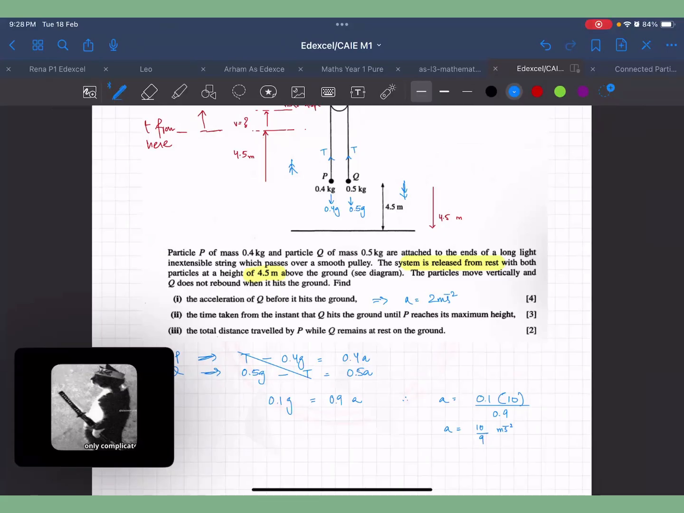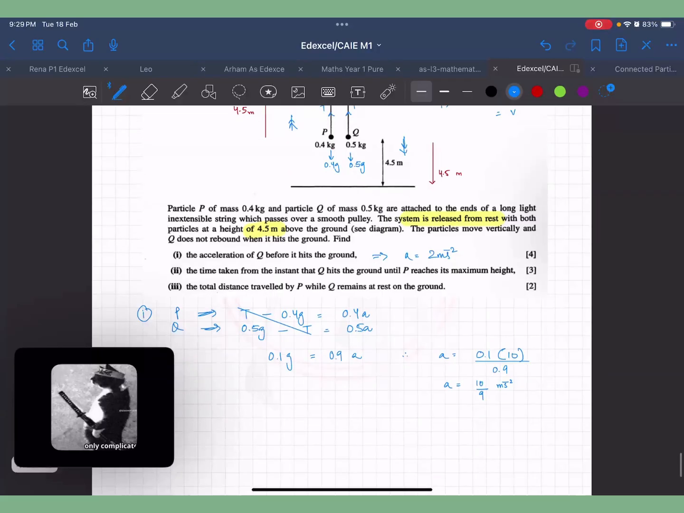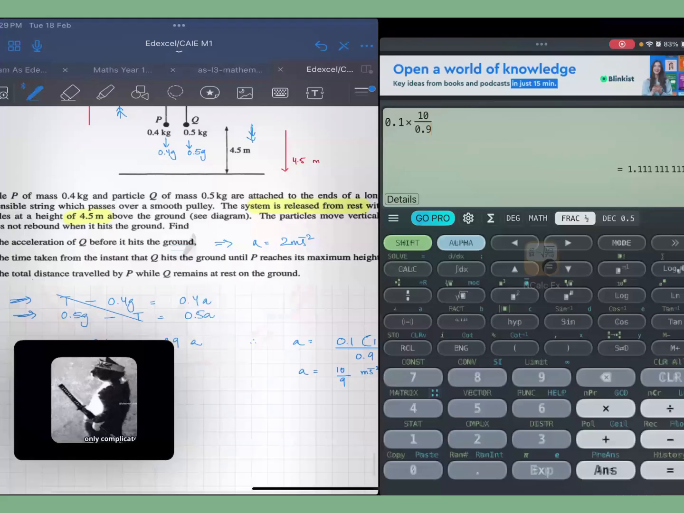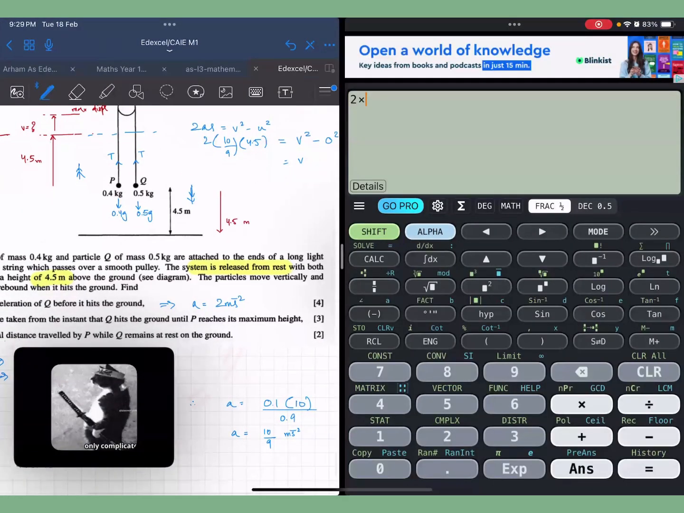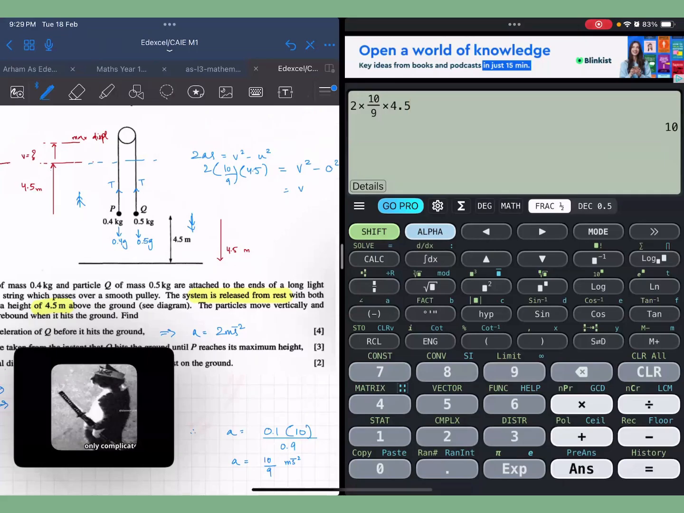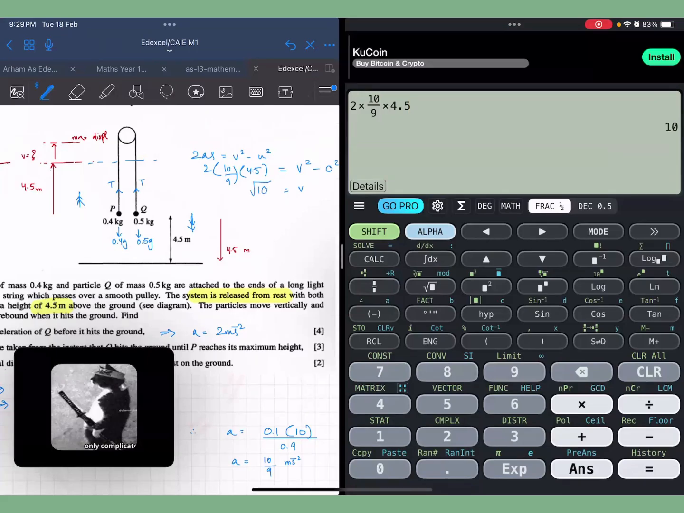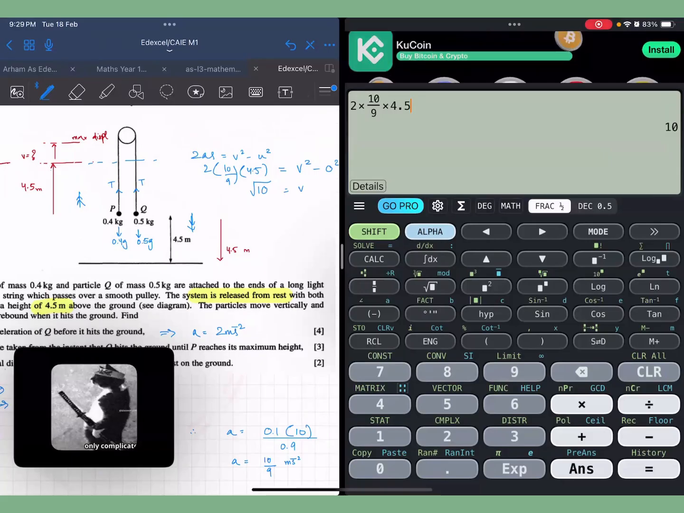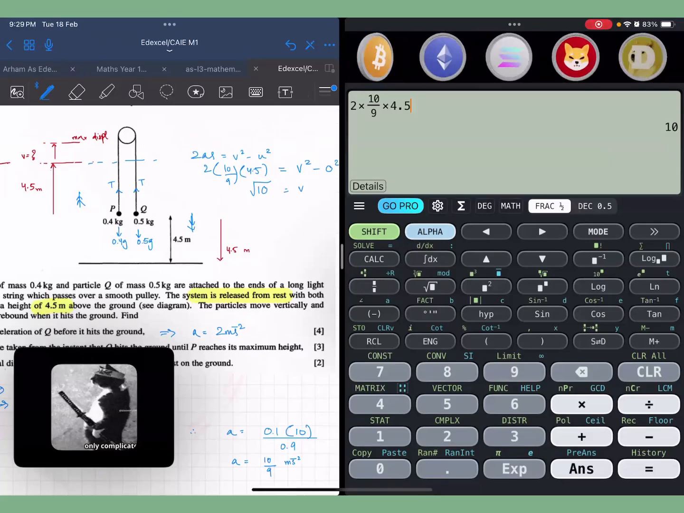So we have to find the final velocity over here. So v equals u plus at, or we can use 2as equals v squared minus u squared. So 2 times acceleration 10 over 9, displacement we know they are going to cover is 4.5 meters, final velocity we want to find, initial velocity was 0. So v comes out to be the square root of 2 times 10 over 9 multiplied by 4.5, which is square root of 10. V is square root of 10.